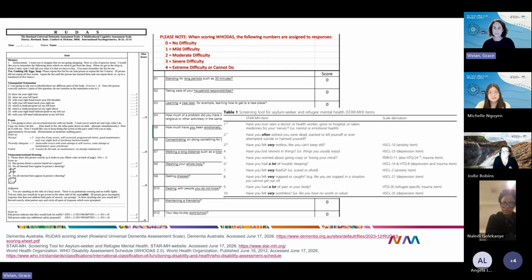And lastly here is the STAR-MH, which is the mental health screening tool. It's got 10 questions in it. Essentially, it's suggested you ask the first 2 questions. If the answers are no to either of those, you can stop your screen there. If there's a yes answer, proceed with the rest of the questions. I won't delve into those in any more detail, but the links are below should you be interested in using those.